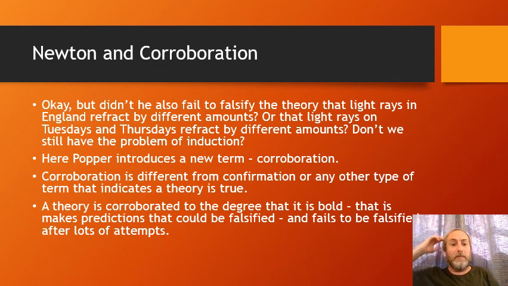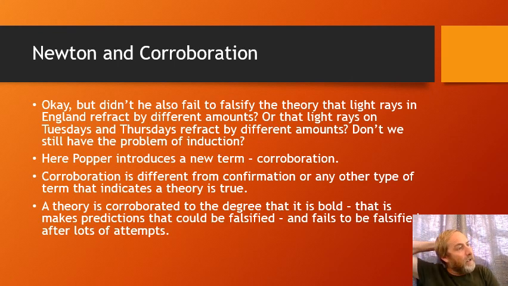And right, so again with corroboration, right? He did fail to falsify his theory, Newton, when his prediction came out true, but he failed to falsify a lot of theories, right? So he also failed to falsify the theory that light rays in England refract by different amounts, right? Or light rays on Tuesdays and Thursdays refract by a different amount. So then we kind of still run into the same problem of induction, right? Well, there's some sort of support when your prediction comes out true, but support for what? Support for the really general claim, or maybe support for only a very narrow claim about conditions on that day, in that location.